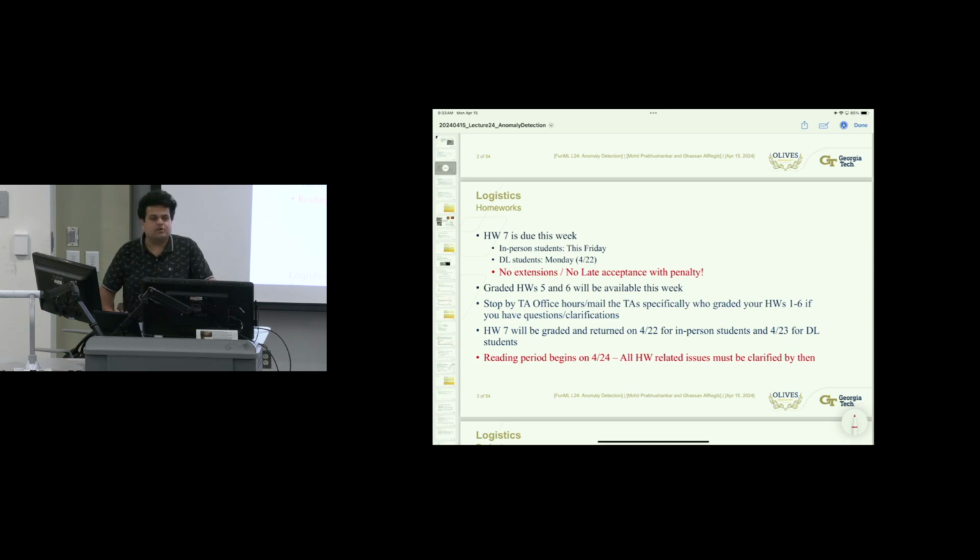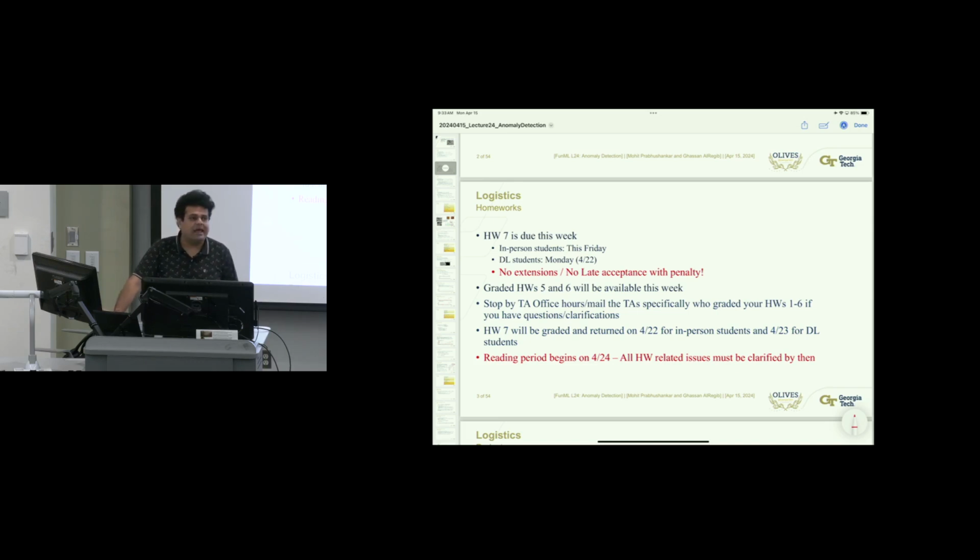I've talked to the TAs, and the homework numbers 5 and 6 will be given back this week. Hopefully they'll be given back before the TA office hours, which implies that you'll be able to go and talk to them. If you have any concerns about homework number 5 and 6, you should talk to them.